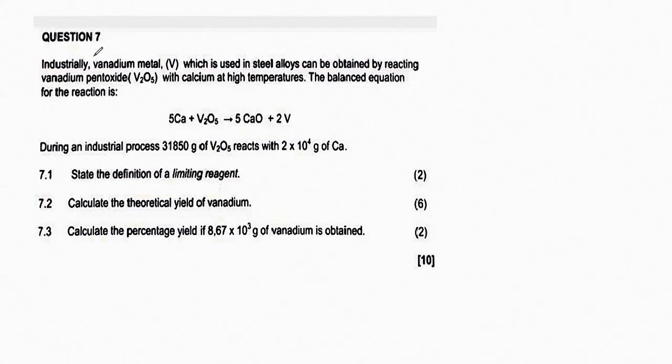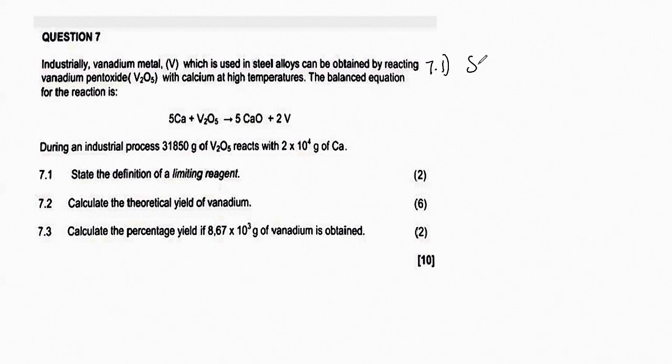Okay, so we have question 7. It says industrially, vanadium metal V, which is used in steel alloys, can be obtained by reacting vanadium pentoxide with calcium at high temperatures. The balanced equation for the reaction is as follows here. And then they say during an industrial process, 31,850 grams of vanadium pentoxide reacts with 2 times 10 to the exponent of 4 grams of calcium. Then 7.1 says state the definition of a limiting reagent.